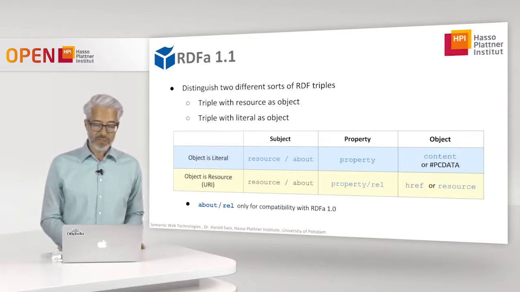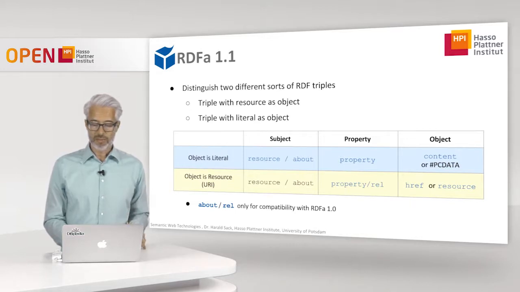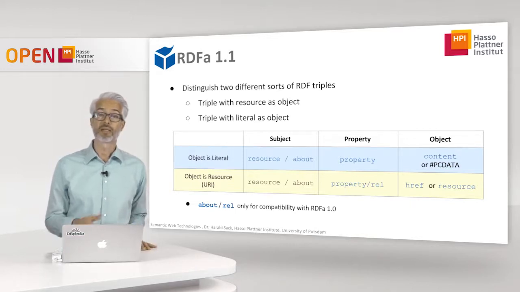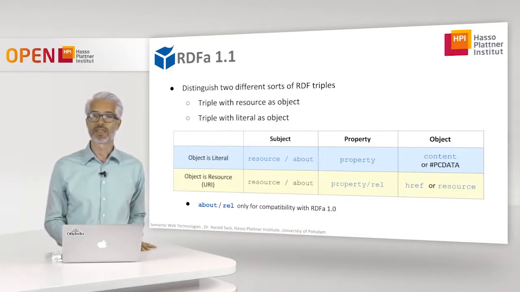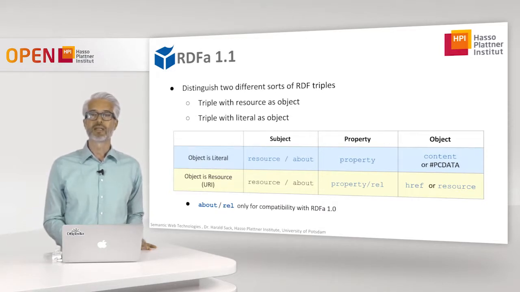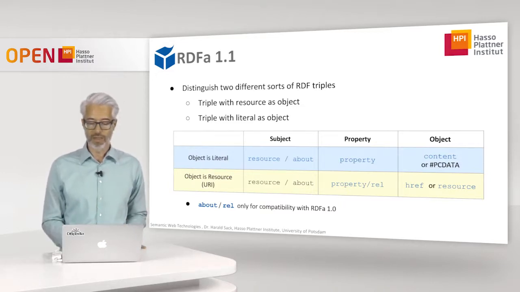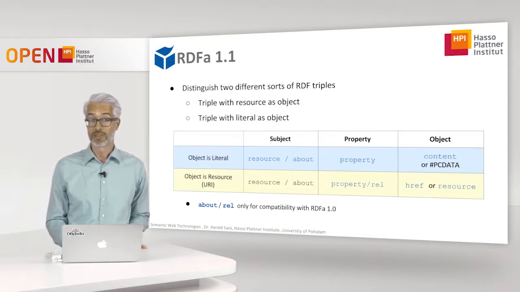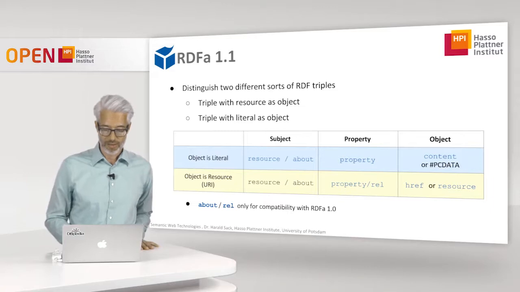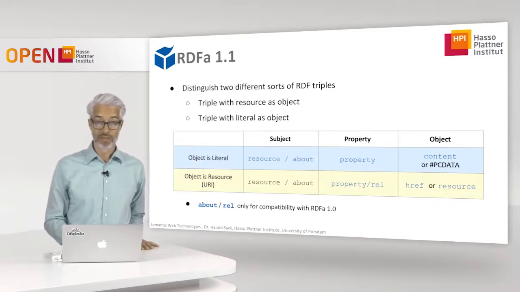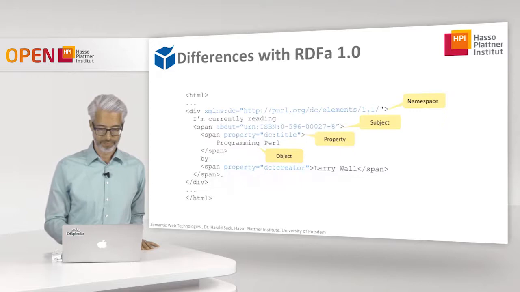Okay, and if the object is a resource, it's easier, so I can use as a property either property, or I can also use rel, which stems from RDFa 1.0 and is some legacy attribute that can also be used. And then as an object, of course, I can use resource, or I can also refer to an object by a usual HTML href link. So in this way, RDFa is encoded within HTML files, and this of course is pretty handy.